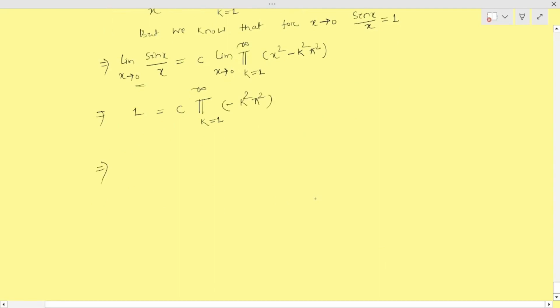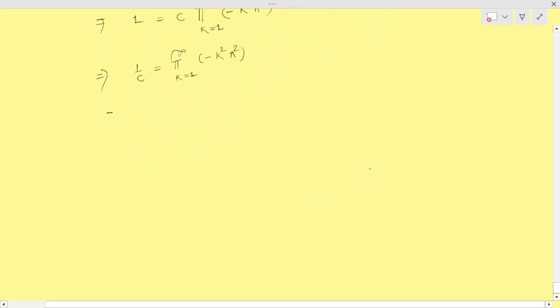That implies 1 by c will be equal to the product from k equal to 1 to infinity of (minus k square pi square). That implies c, we found here, is the product from k equal to 1 to infinity of 1 by (minus k square pi square). So here we found the c value, right? Now it will be better that we put it in an equation.